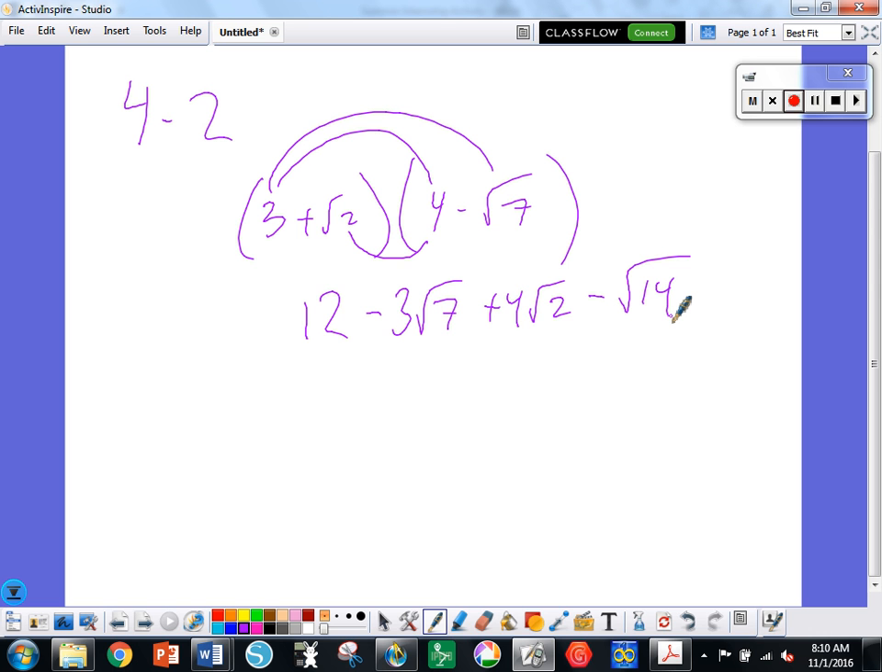Not like bases, I should say like radicals, right? Is this done? It is. There's nothing that combines. So notice this is root 7, root 14, and root 2, root 14, right? None of those are the same. None of them can simplify, so therefore that is my finalized answer.